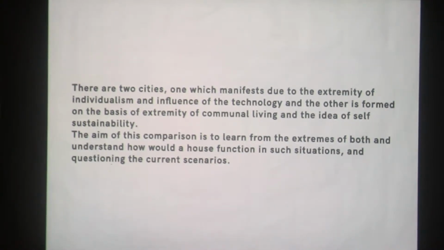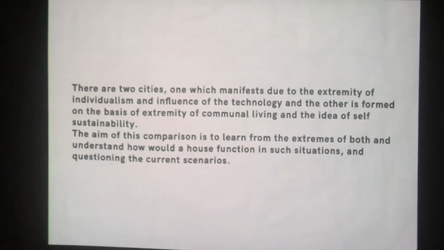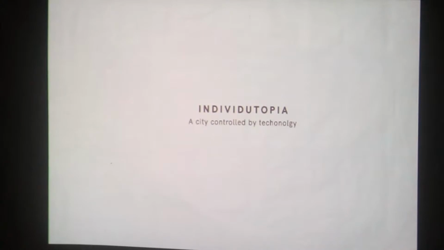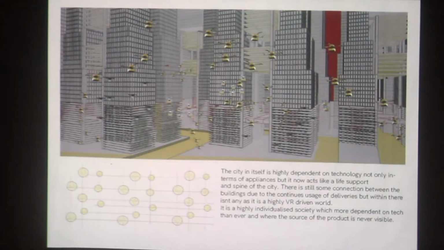So the first city is influenced by technology and controlled by AI, and the other one started from self sustainability. The aim is to compare both of them and understand what are the extremities of both, and then come to a ground where I can use it while designing and understand the situations and how I can balance them out. So one is a city controlled by technology and the other is community.